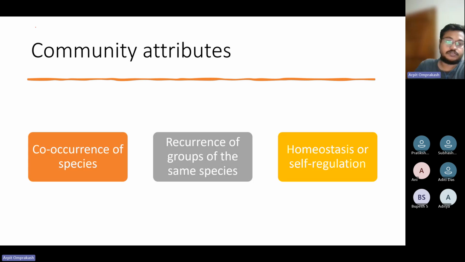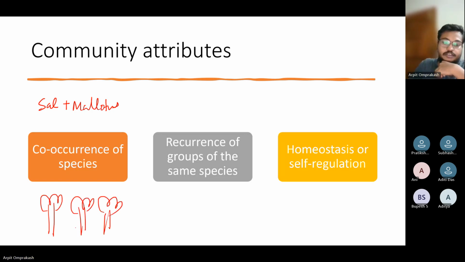Okay. So for example, let's say in a sal forest in general, where we have sal, we also have mallotus trees in between the sal trees. So sal trees are these larger trees, and then in between them we have all these mallotus trees also. Right. So these two species are said to co-occur because in a community, if you find one of them, you are very likely to find the other. Right. The second attribute is recurrence of groups of the same species.